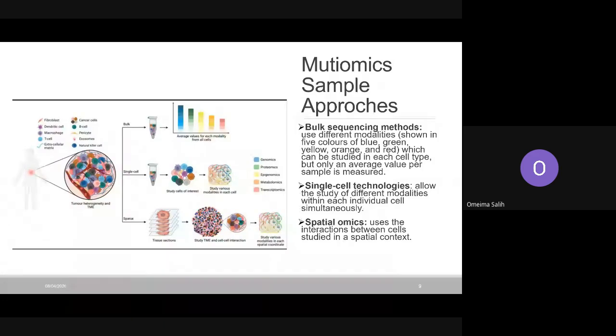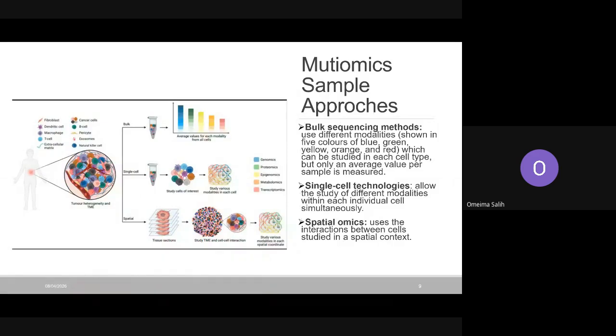For example, you are studying a protein. You have different types of cells, but you are targeting a specific protein. So you are studying this protein in different types of cells, but at the end, you are taking an average of all these types of cells. That's why we call it bulk, because you are taking an average from all types of cells.